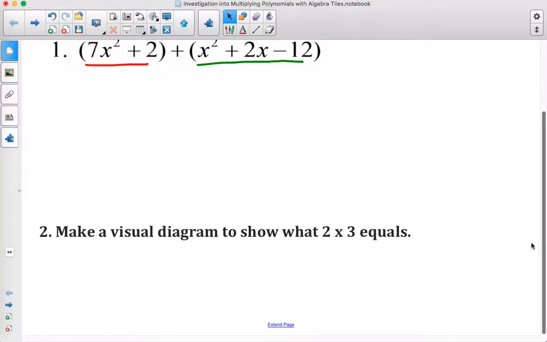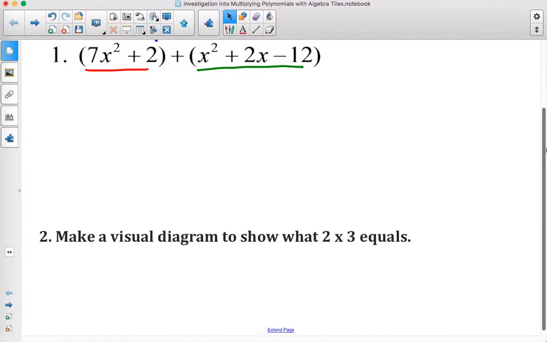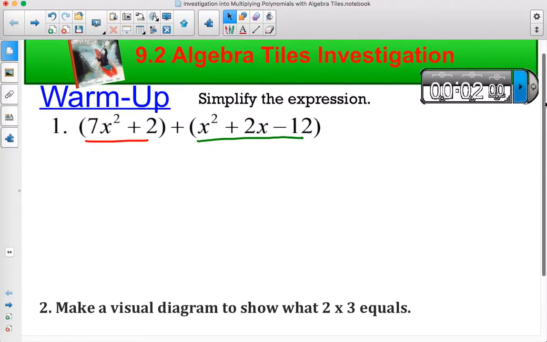The second one is hopefully a simple question, but I want to see what type of creative answers people come up with. Can you make a visual diagram to show what 2 times 3 equals? We all know it's 6, but could you show a visual diagram to help someone understand why 2 times 3 would equal 6? Those are our 2 warm-up questions. The first one is what we did yesterday. The second one connects to what we're doing today. So pause the video now, give everyone maybe a minute to try this, and then come back after everyone's had a chance to try it. A good place to put it is somewhere on the homework from yesterday.